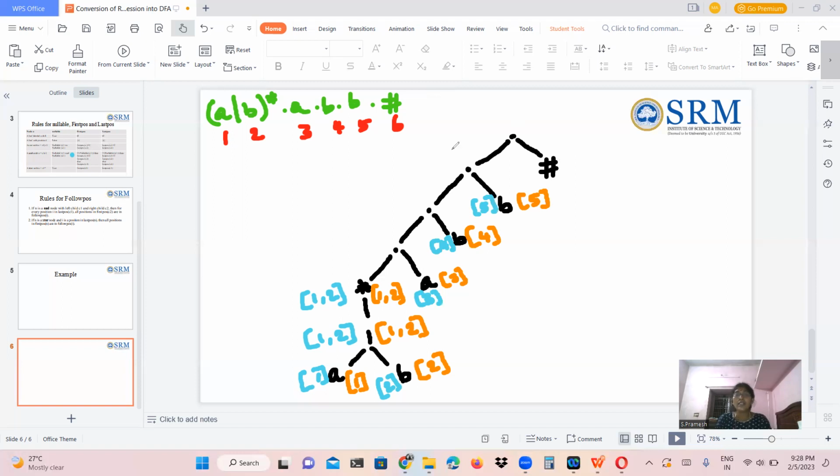And finally, this hash symbol is in position 6. So the first position of this node is 6. The last position of this node is 6.